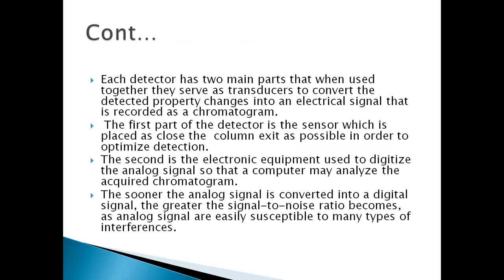The first part of the detector is a sensor which is placed as close to the column exit as possible in order to optimize detection. The second is the electronic equipment used to digitize the analog signal so that the computer may analyze the acquired chromatogram. The sooner the analog signal is converted to a digital signal, the greater the signal to noise ratio becomes, as analog signals are easily susceptible to many types of interferences.